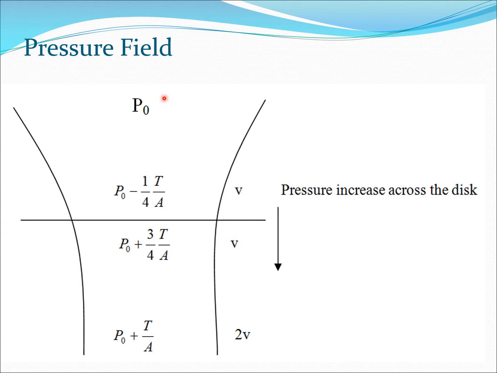So here the pressure is P0, then it becomes P0 minus 1/4 T by A, then P0 plus 3 by 4 T by A, and far downstream P0 plus T by A. And also the velocity goes from 0 to small v, and far downstream to W. So there is clearly a pressure increase across the disk. There is a small lowering of the pressure from P0 here and an increase here, and the total effect is essentially T by A.